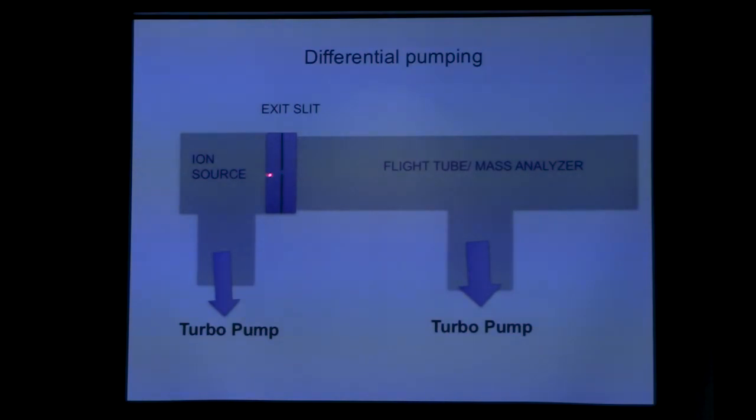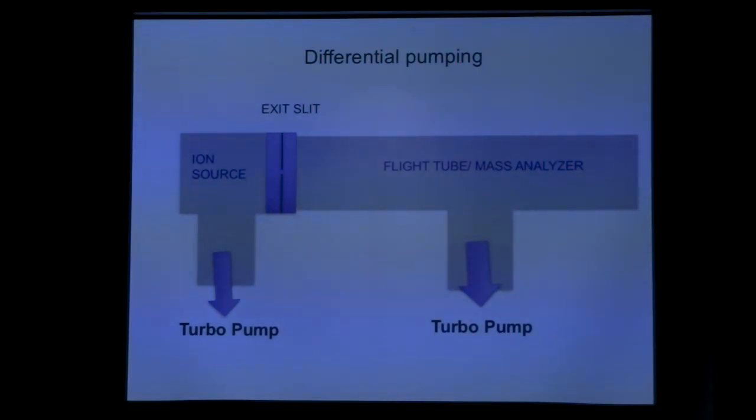And then there's a slit, the exit slit at the end of the ion source, which is the only connection between these two chambers. It's the only physical space where molecules or ions can go through. And so the ions get shot through here, and this is now kept at low vacuum by a second pump that's a little bit smaller than this big one.